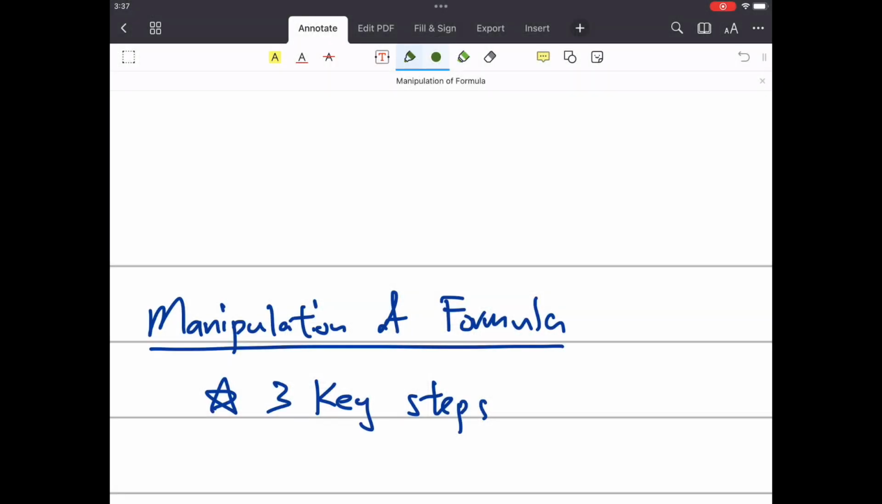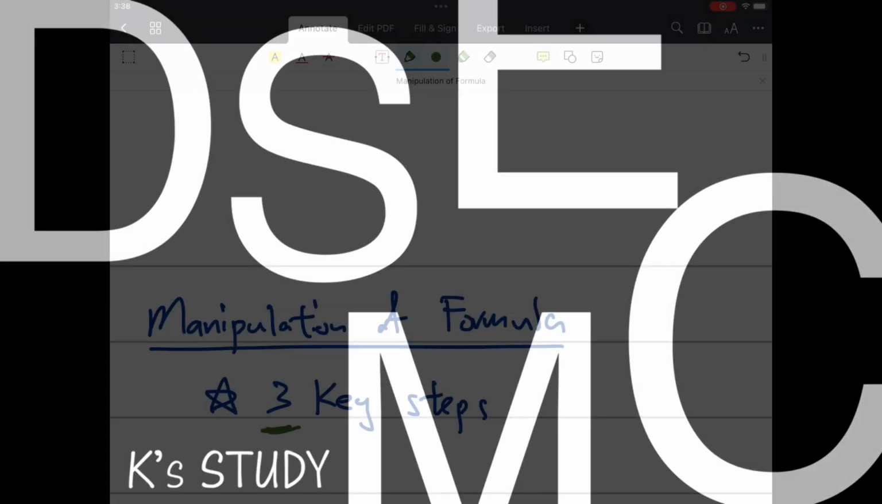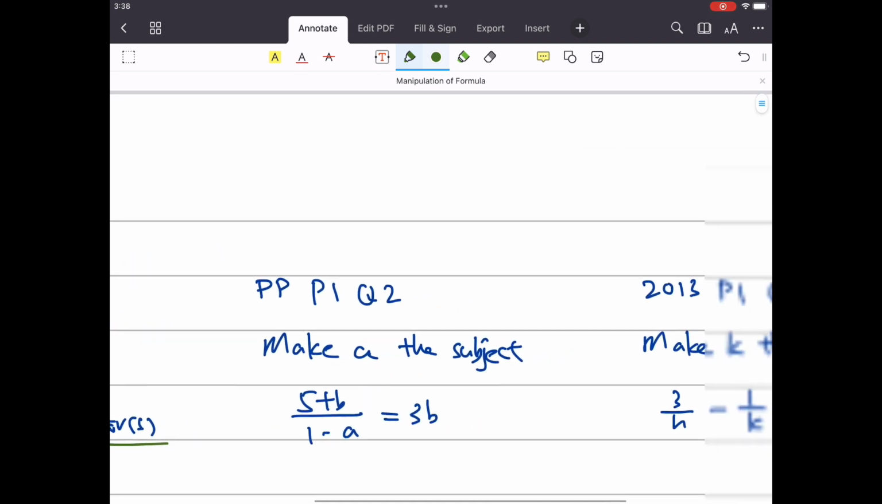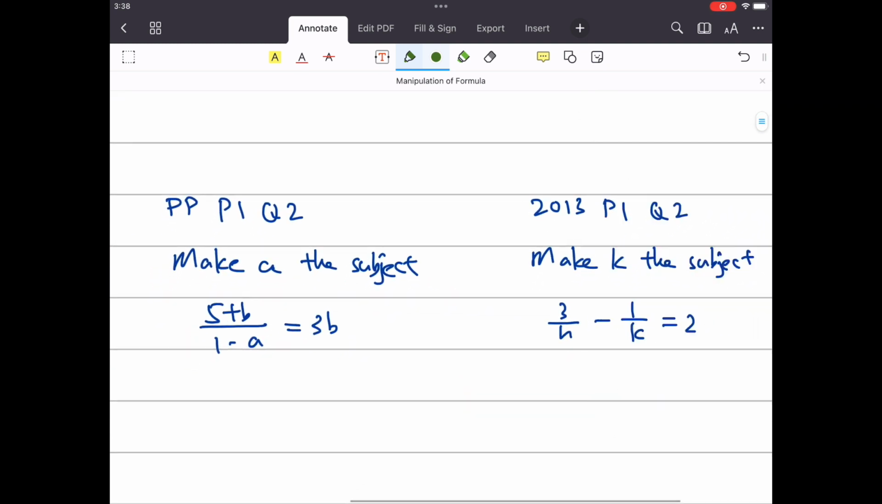For manipulation of formula, you will see it basically every year in paper 1 and sometimes in paper 2 as well. So actually there are only 3 key steps, and I hope you can master the skills through this video. For the first key step, we need to get rid of the denominator. We are going to use these 2 past papers to illustrate.